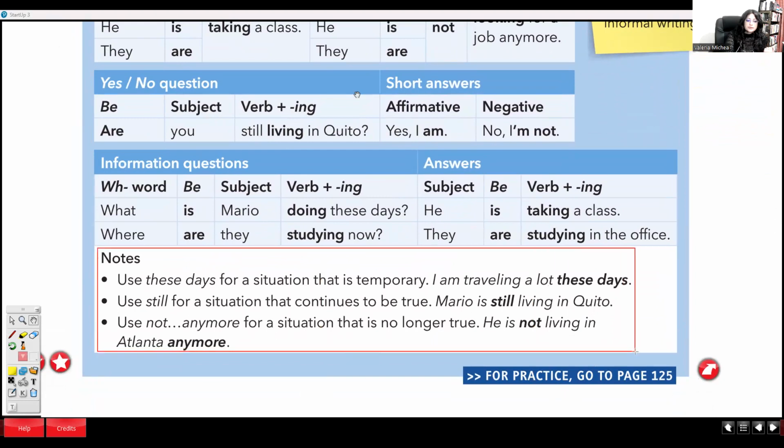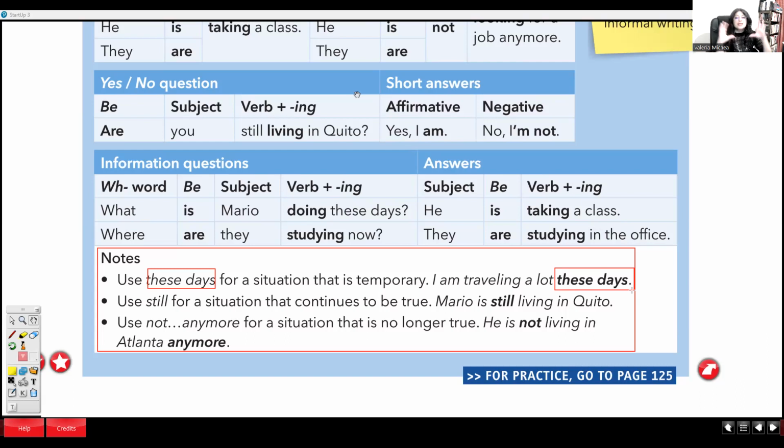So in the notes, we have a few rules. We use these days for a situation that is temporary. For example, I'm traveling a lot these days. What does temporary mean in this situation? It means that it's not always like this. I'm not always traveling. It's not something that I have been doing all my life. No, it's a temporary situation.